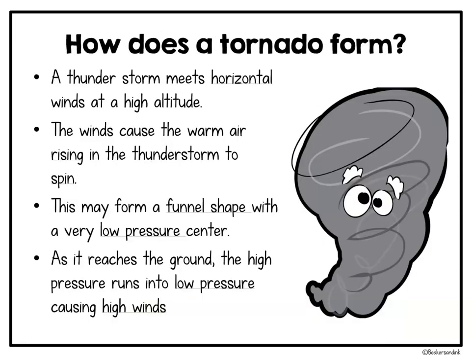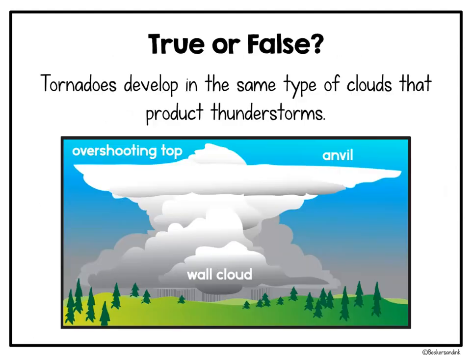So we have a thunderstorm, and it meets horizontal winds at very high altitudes. And those winds cause the warm air that's rising in that storm to start to spin. That spinning is what forms the funnel shape with a pressure center that's very low. As the tornado reaches the ground, the high pressure runs into low pressure and causes high winds that can be very destructive and damaging.